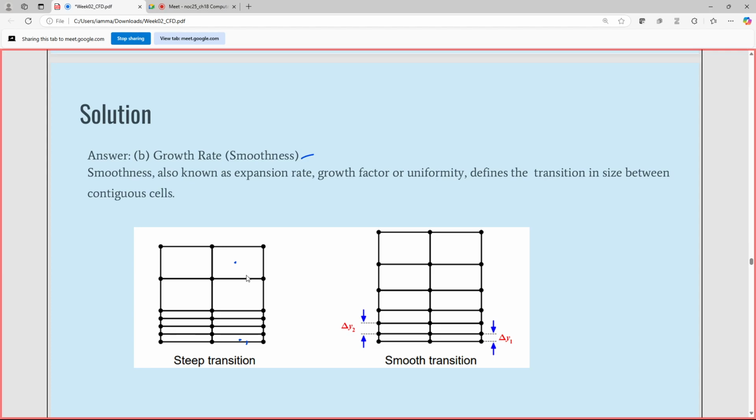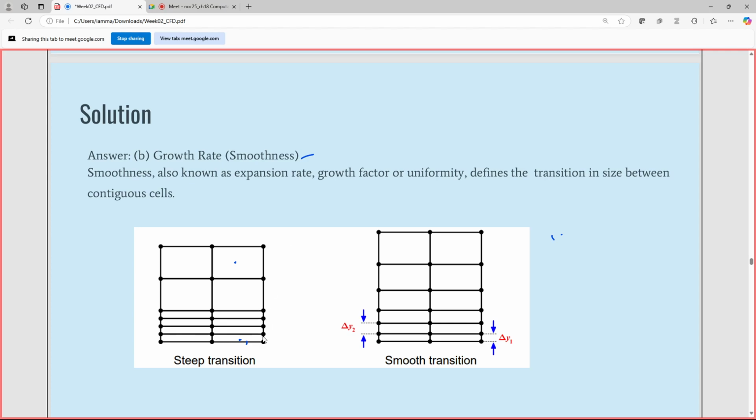So that is called smoothness or growth rate. It needs to have some particular value, like someone has told this 1.2 or something. So it has to maintain some particular transition; I mean, a gradual transition should be there to capture the gradient.